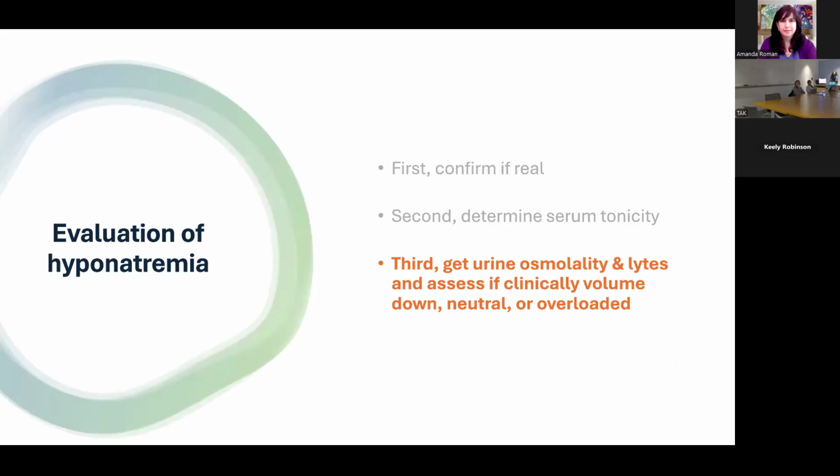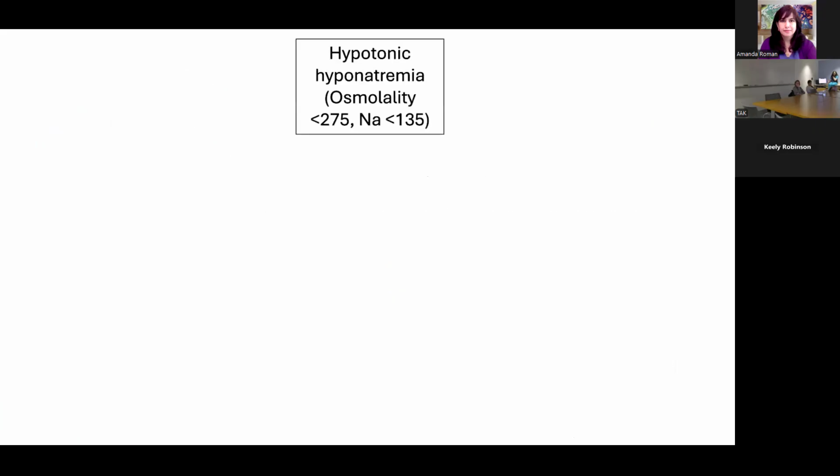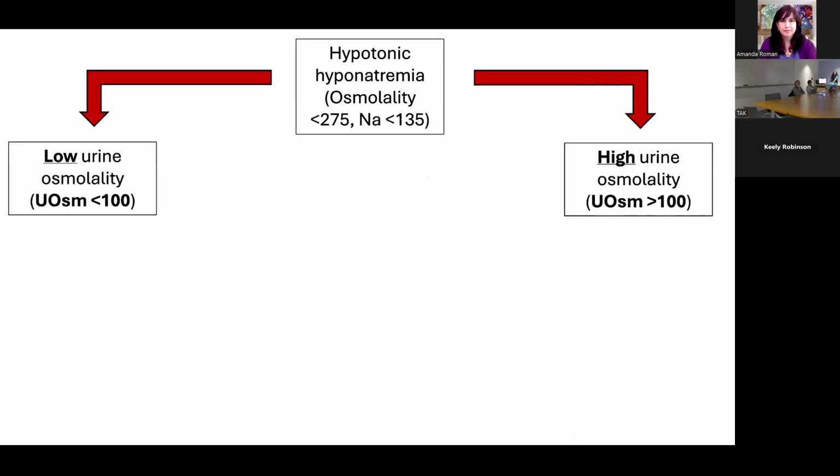Once we've established the tonicity of the hyponatremia, we want to get urine osmolality and lytes, and then assess whether the patient is clinically volume down, neutral, or overloaded. Hypotonic hyponatremia being the most common source of hyponatremia, we get the urine lytes and we see that there are 2 options. It's either less than 100 or it's greater than 100.